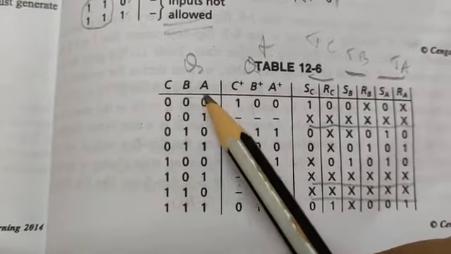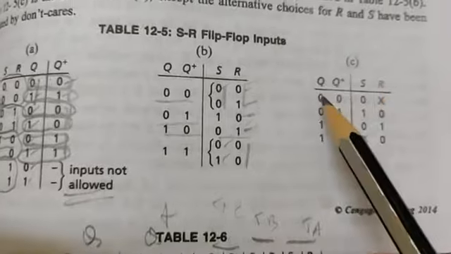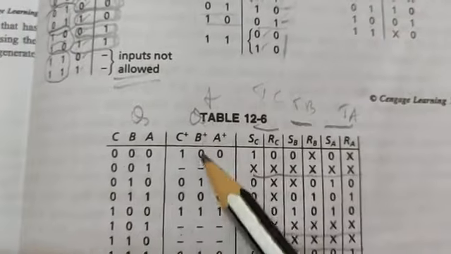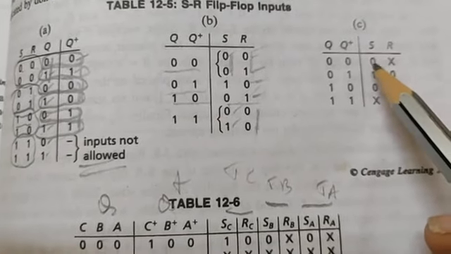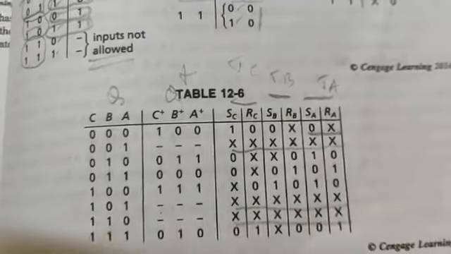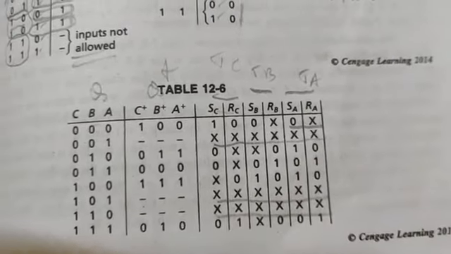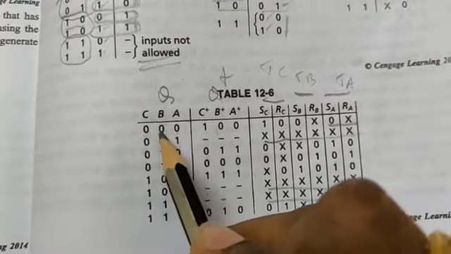Okay. So A is 0, A plus is 0. So this is Q plus, this is Q. So present state 0, next state 0. What is S? 0x, right? 0x. Okay, next. Present state is 0, next state is 0.